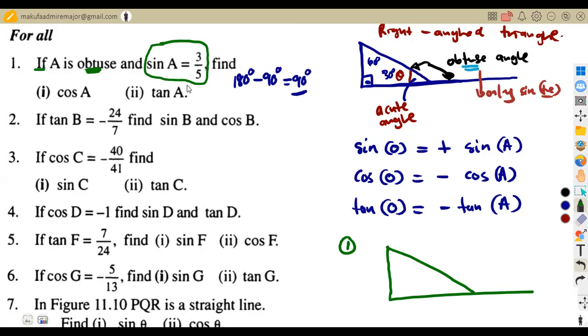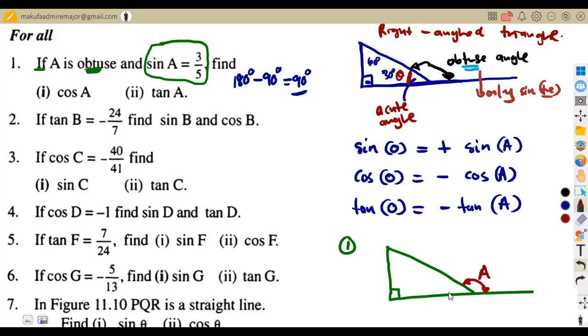The moment we are talking about obtuse, it means we are extending the line. So this is a right angle triangle. The A that we are given here is not inside, because we cannot have an obtuse angle inside. Always inside the triangle, the angle that we have is an acute angle. So A being obtuse is this one that is outside of the shape. That is the obtuse angle that we have.